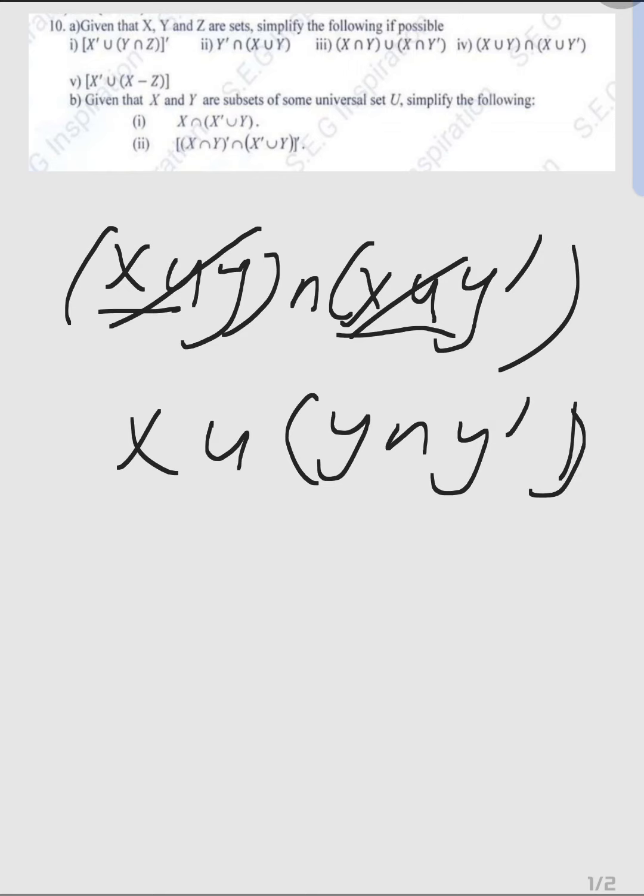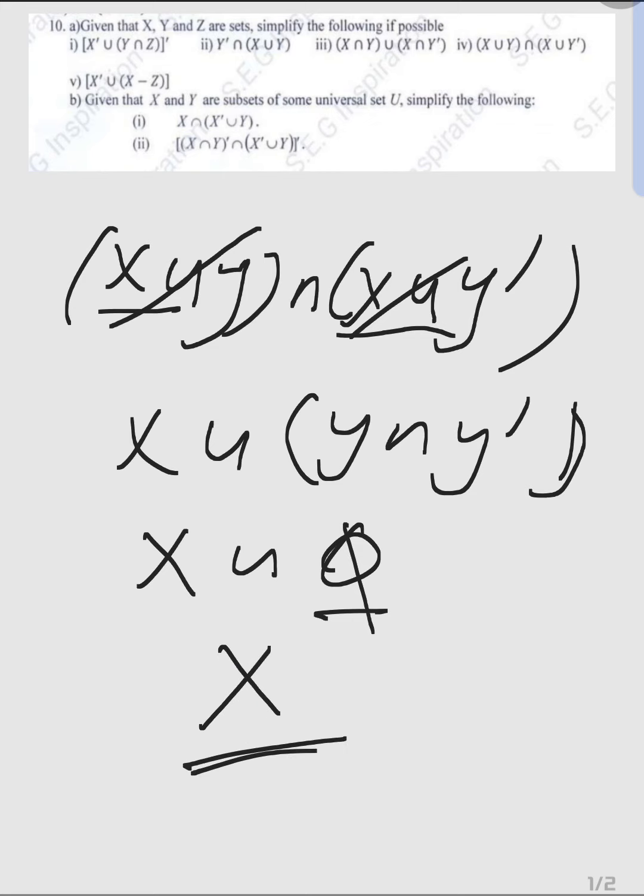Now guys, as I said earlier, whenever you intersect something with its complement, the answer is always an empty set. Now x union this, so whenever I bring in a union, it's always that set, because here this is an empty set. So whenever you bring in a union of a set with the empty set, the answer is always that same set.